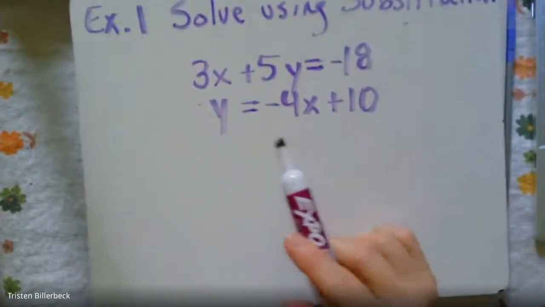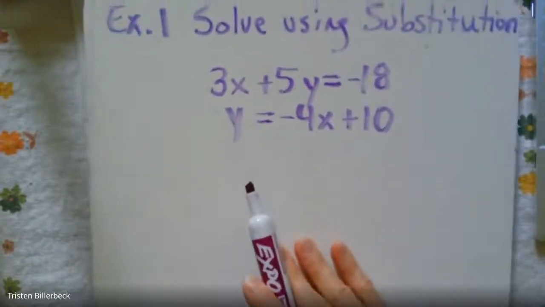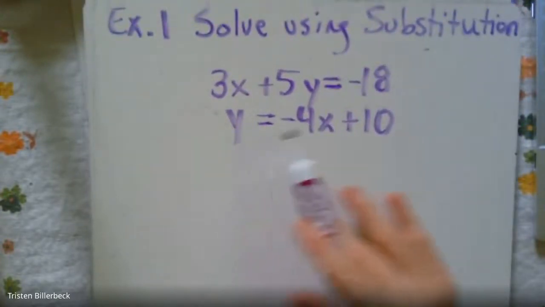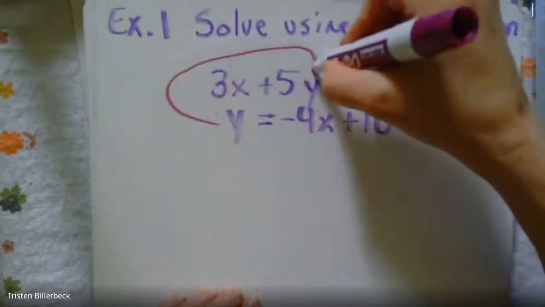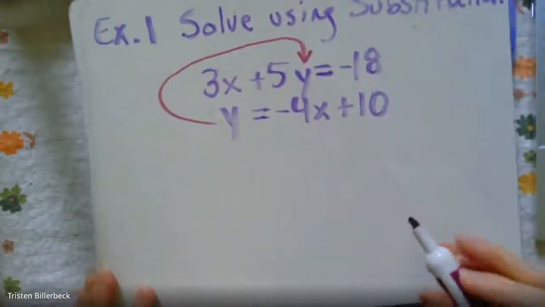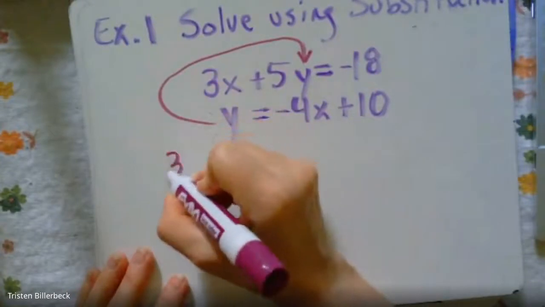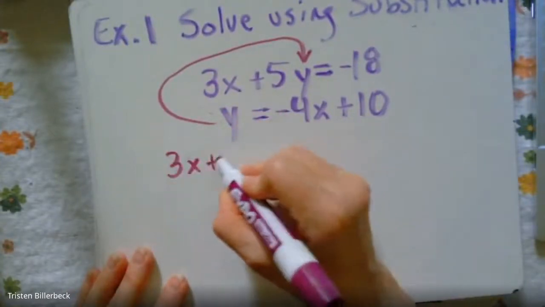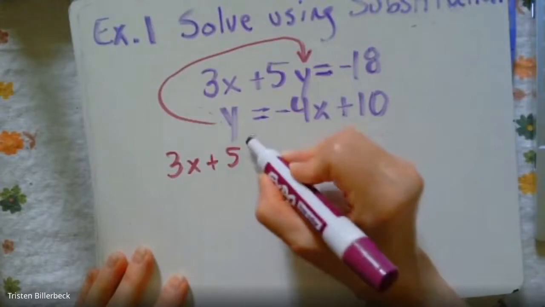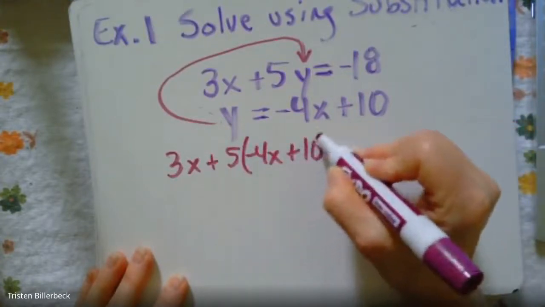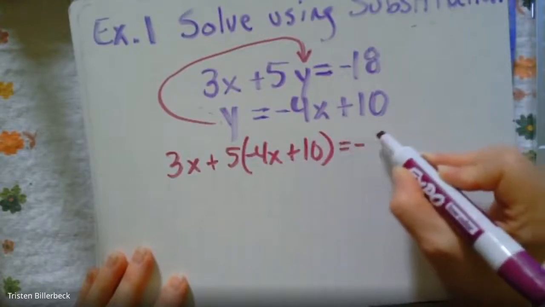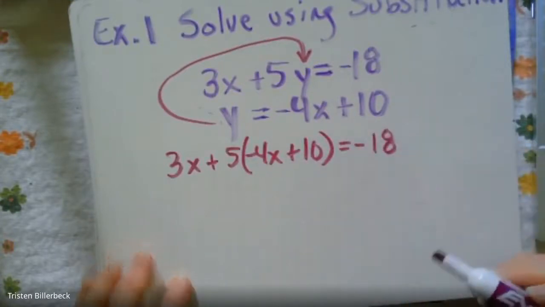All right, so let's try another problem. Well, this one is nicely isolated already. We have y equals that. So we're just going to take this y and put it right there into that equation. So we have 3x plus 5 times negative 4x plus 10 equals negative 18.